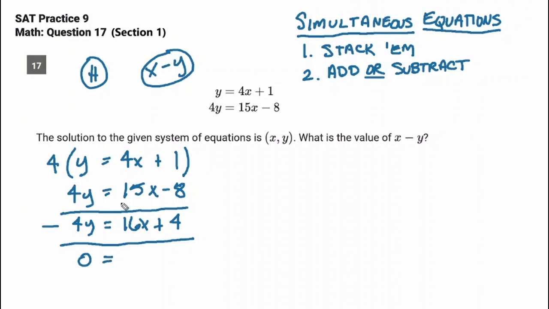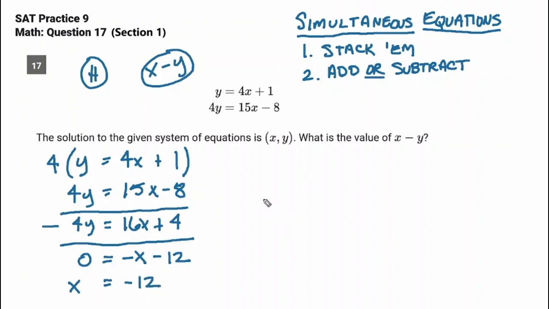Be careful. 15x minus 16x. What's that? That is negative x. Be careful again. Negative 8 minus 4. What's that? That's negative 12. So I've got 0 equals negative x minus 12. I'm going to move my x across the equal sign. It's going to change signs. I got x equals negative 12.